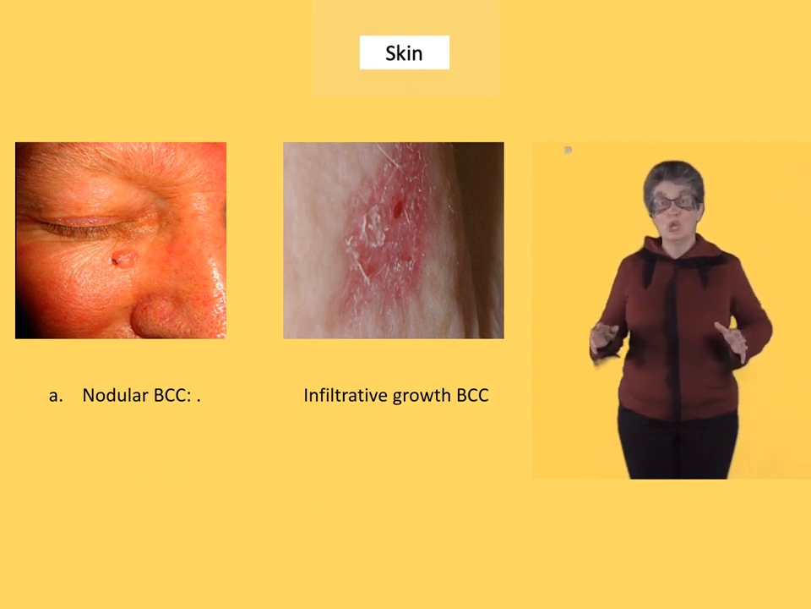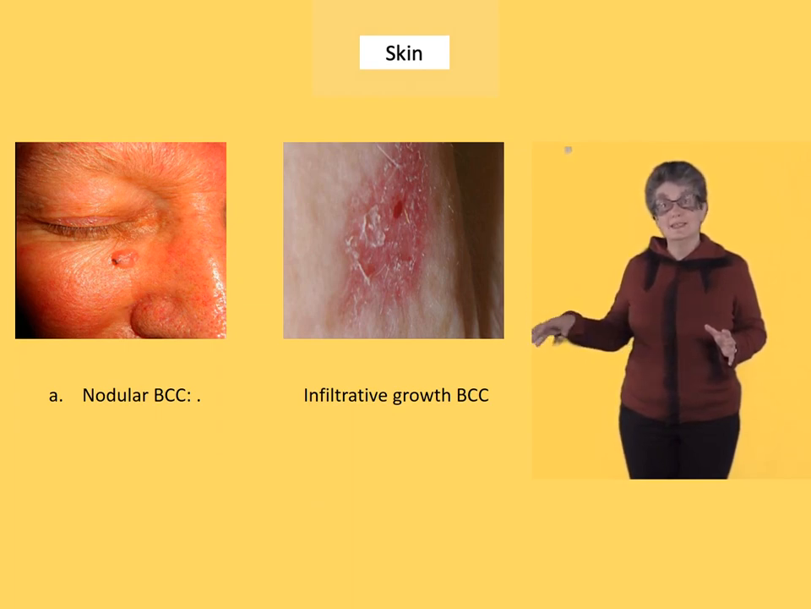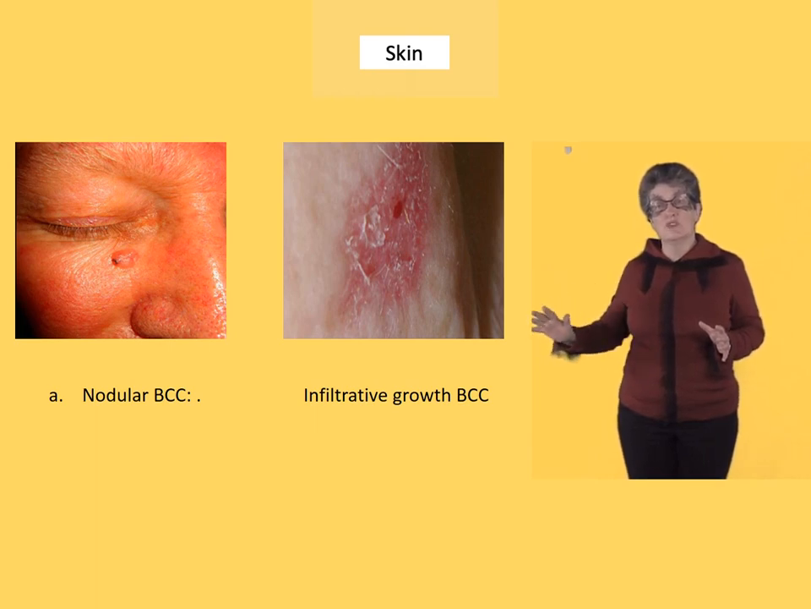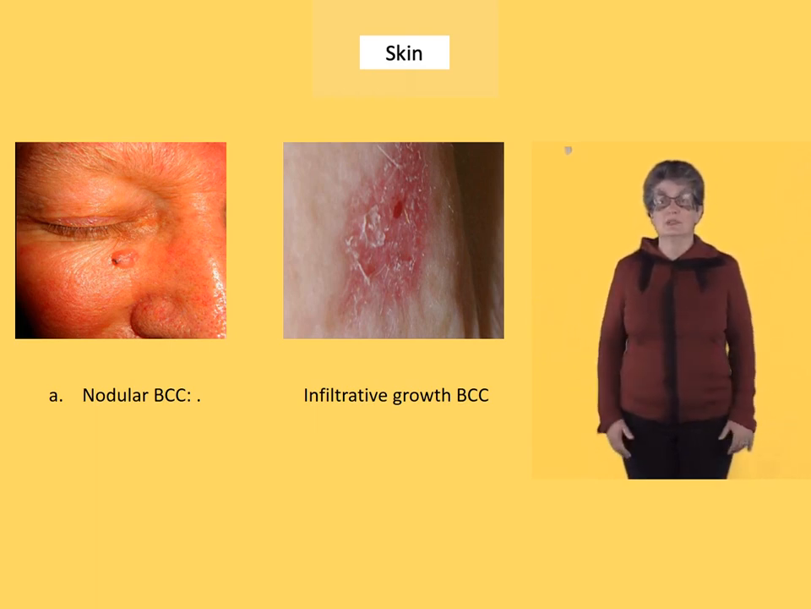In these pictures, we contrast the nodular basal cell carcinoma, seen here near the eye of a patient, the white pearly nodule. This is a typical place for basal cell carcinomas to occur. And then the infiltrative or morpheaform or sclerosing type. This is the red plaque that is difficult to see the edges of and therefore difficult to know where to excise.